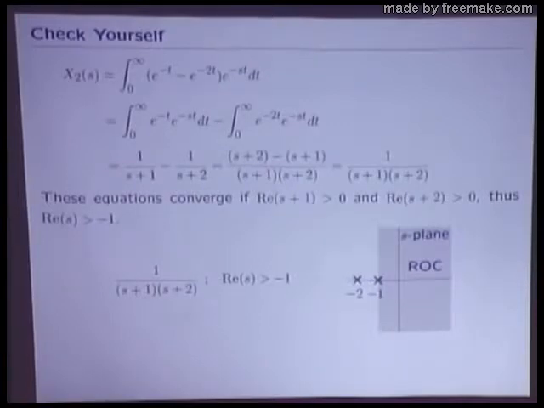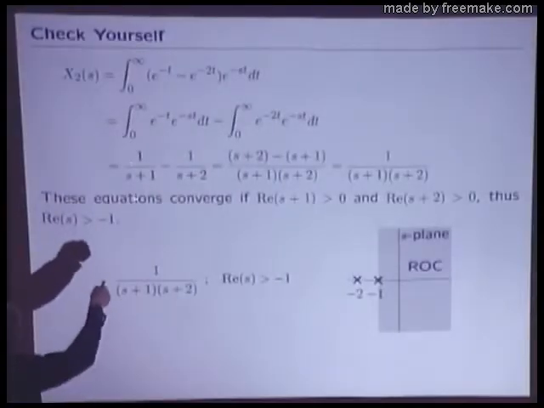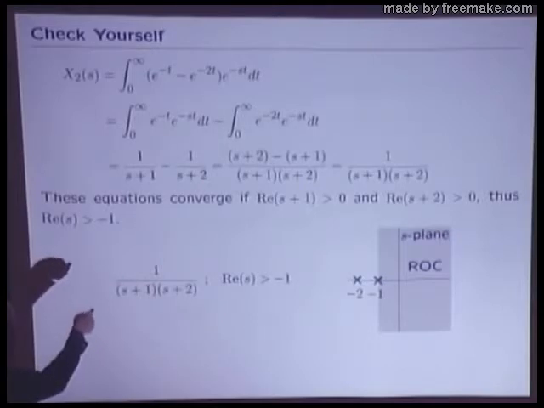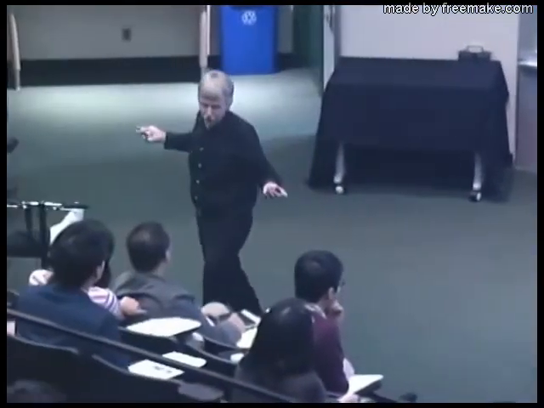And then the only issue is where's the region of convergence. So this part converges if the real part of s is bigger than minus 1. This converges if the real part of s is bigger than minus 2. So they both converge if the real part of s is bigger than minus 1, right? If I'm in the region of s where both the first part and the second part converge, then I'm fine. Okay?